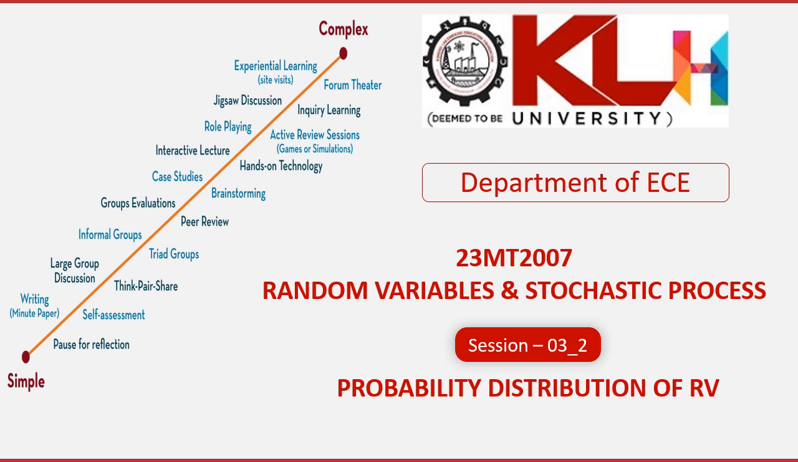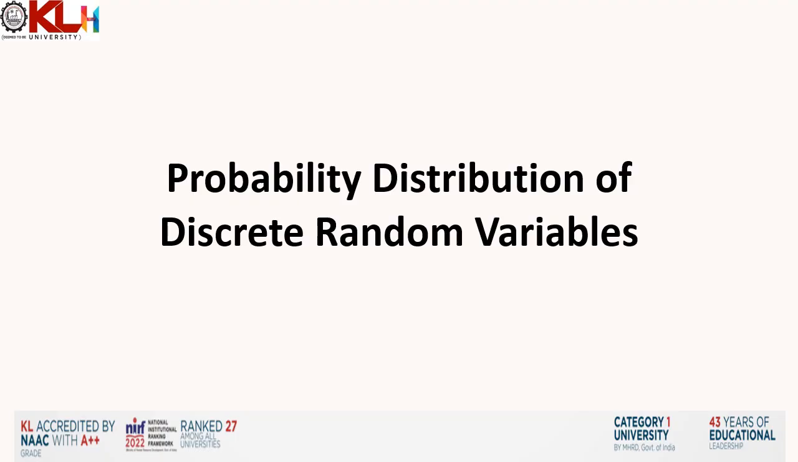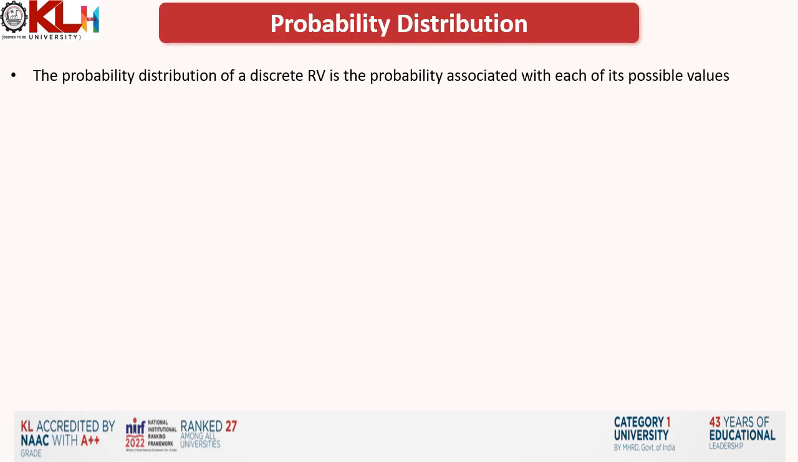Hello, in this video I will talk about the probability distribution of random variables. We'll start with the discrete random variables. So the probability distribution of a discrete random variable is simply the probability associated with each of the possible values that the random variable can take.